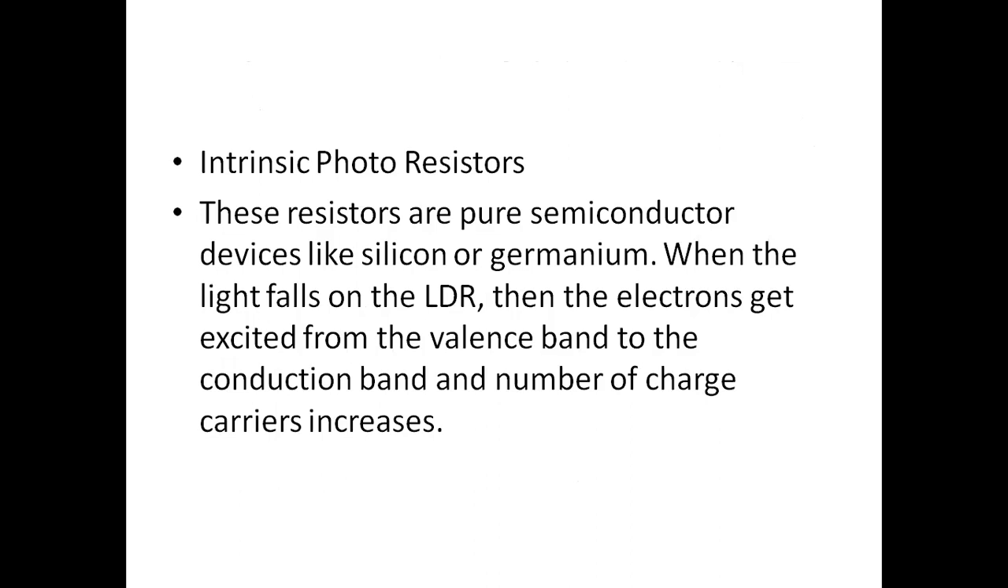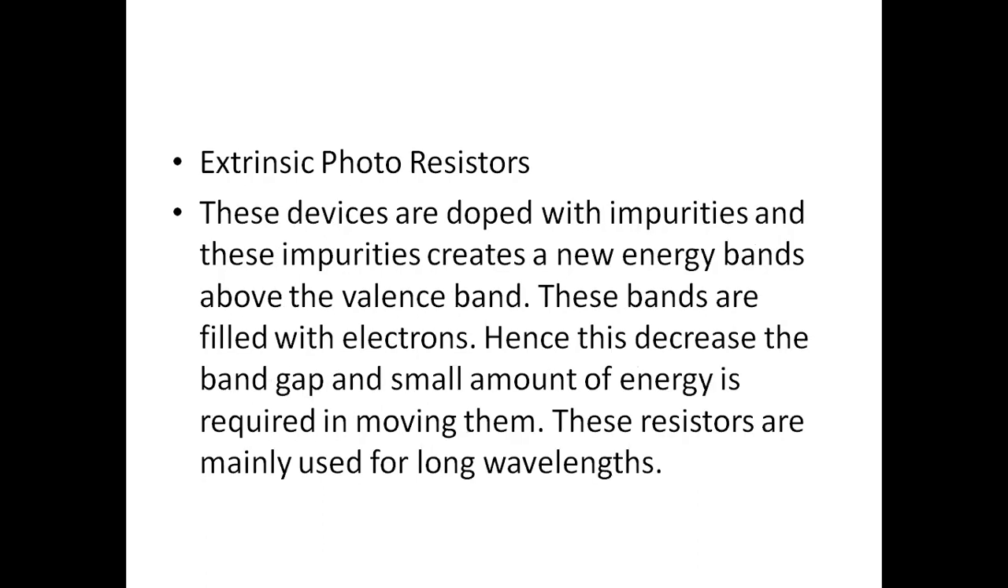These resistors are made of undoped semiconductor materials, which include silicon or germanium. When photons fall on the LDR, they excite electrons, moving them from the valence band to the conduction band. As a result, these electrons are free to conduct electricity. The more light that falls on the device, the more electrons are liberated and the greater the level of conductivity, and this results in a lower level of resistance.